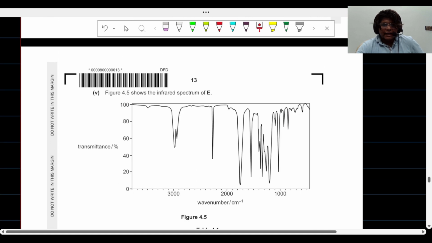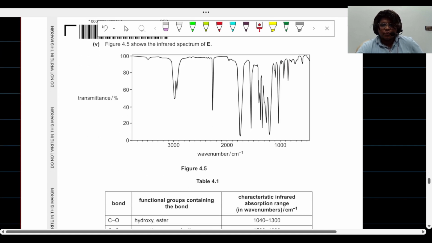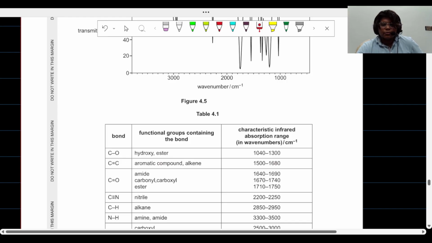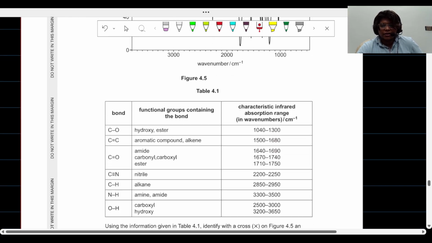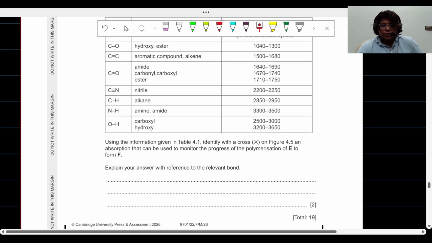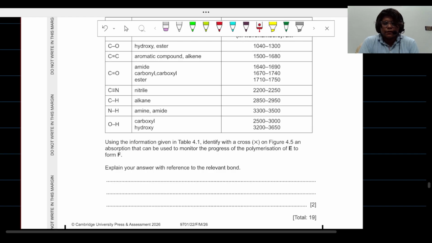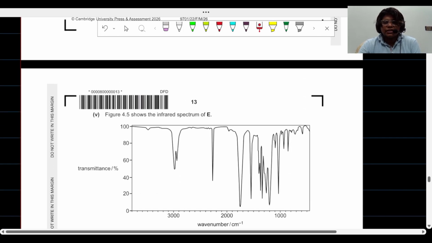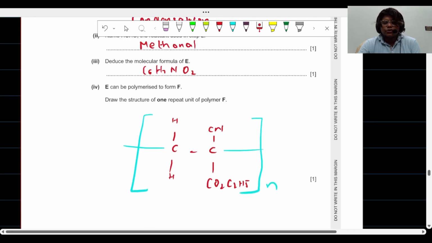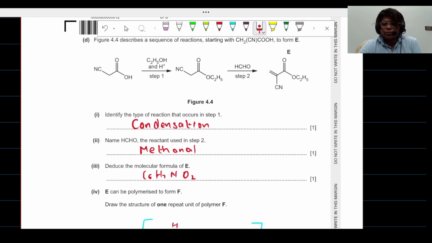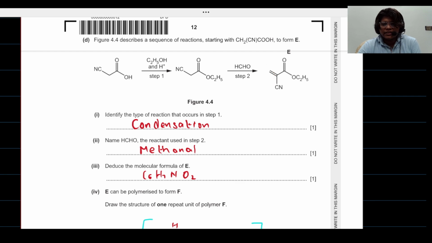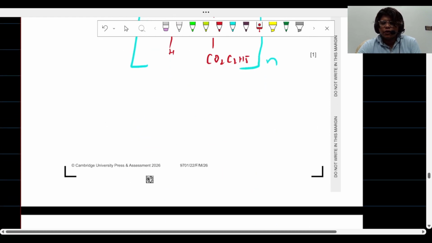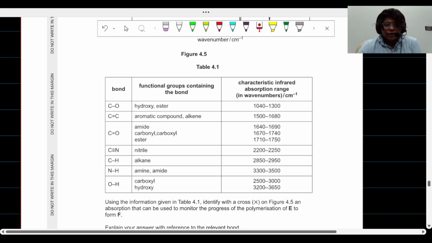Okay, and then in part 5 it shows we have the infrared spectrum of E. We have the different absorption numbers and their respective bonds. So it says, using the information given in table 4.1, identify with a cross on figure 4.5 an absorption that can be used to monitor the progress of the polymerization. So we need to select a bond or peak that is present in E but not in F. So the only difference is this carbon to carbon double bond, right? So we can monitor this, because in E you will have a double bond and in F you will not have a double bond. So we can check for this carbon to carbon double bond.